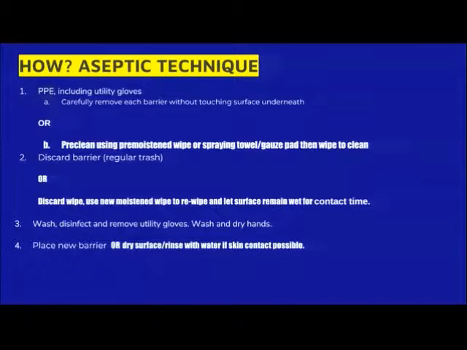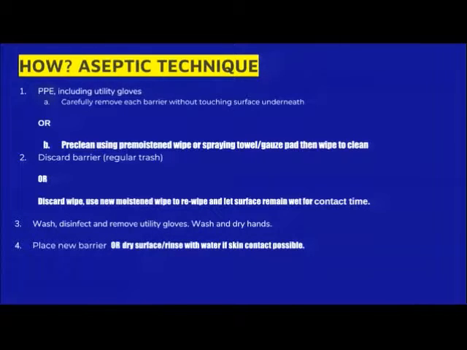Second step is to then throw away the barrier or throw the wipe away, get a new wipe, and wet the surface again. So after you have completed this process, you can take off all of your PPE and then place a new barrier with clean, ungloved hands.